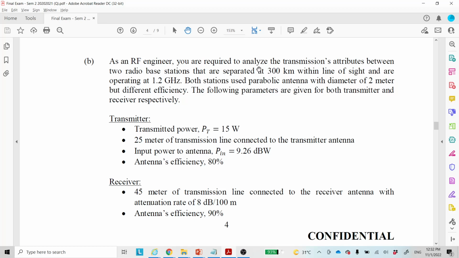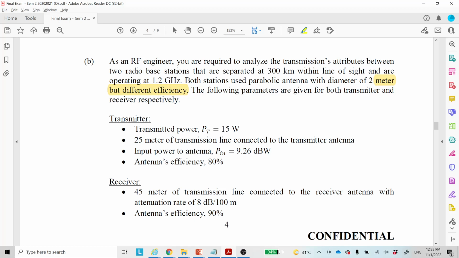Again, kalau diberikan dalam unit 300 kilometer, you perlu segera tukar kepada unit meter, which is 300,000 meter. Okay. And the frequency that we use is 1.2 gigahertz. Okay, so kita boleh cari lambda dalam sebutan C of F. So both station use parabolic antenna. So kalau parabola, maknanya dia punya surface area adalah dalam bentuk bulatan. With a diameter of 2 meter, bermakna dia punya radius adalah 1 meter. But different efficiency. Berhati-hati di sini. Different efficiency. Maknanya apa? Kalau different efficiency, bermakna dia punya gain akan menjadi berbeza. GT tidak sama dengan GR.